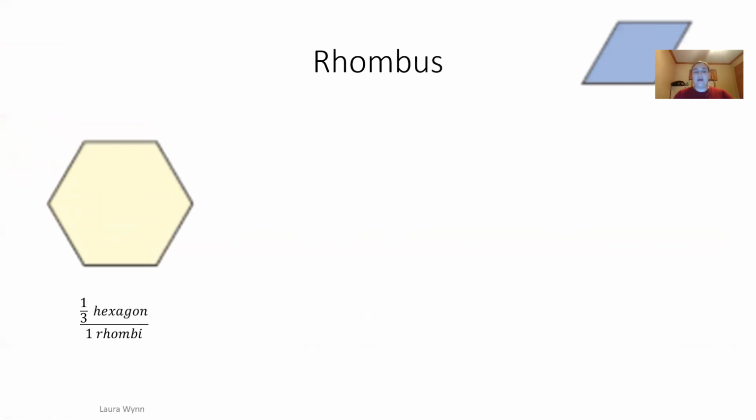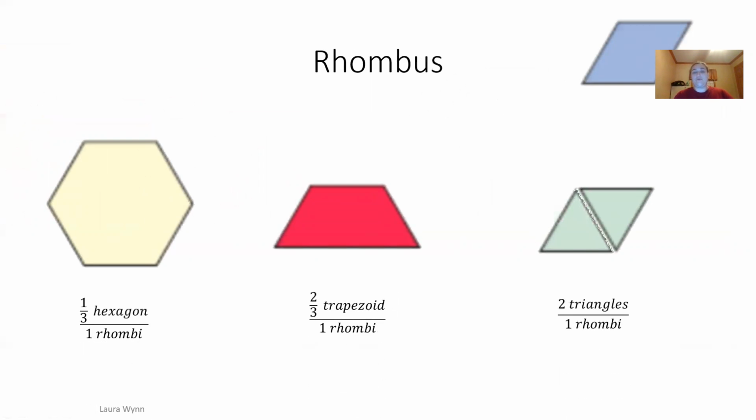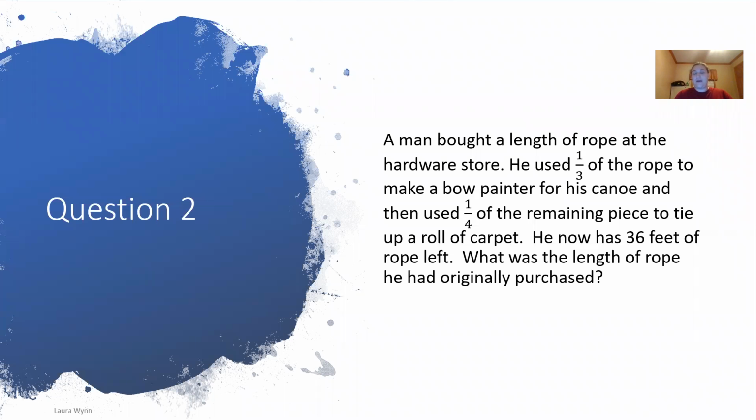Now we have a rhombus, or rhombi. 1/3 of a hexagon is equal to 1 rhombi. Now for a trapezoid, 2/3 of a trapezoid is equal to 1 rhombi. And then for a triangle, we have 2 triangles is equal to 1 rhombi. Now I explained how you would figure out each problem. You guys can go through that on your own.